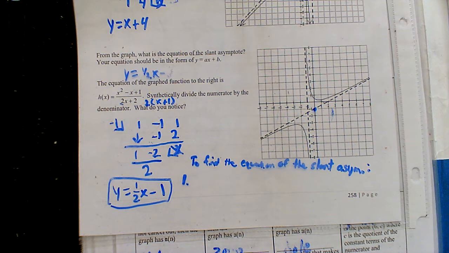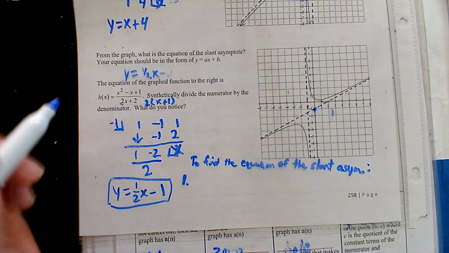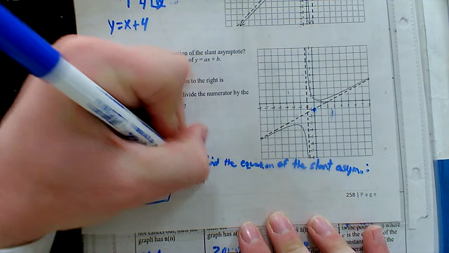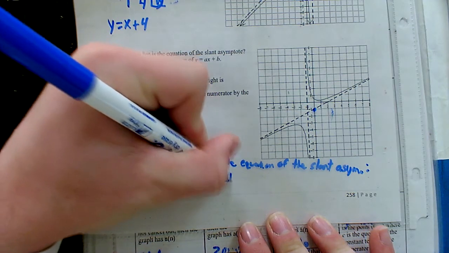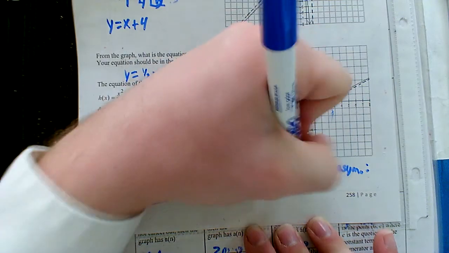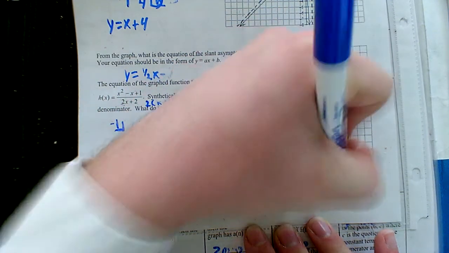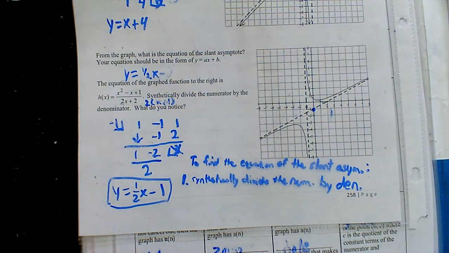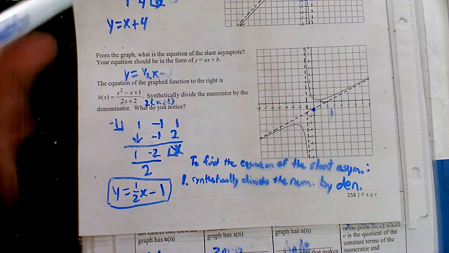Think you have it, Rebecca? Synthetically divide the 0 from the denominator by the numerator values. Yeah, we're going to synthetically divide the numerator by denominator is how we're going to state it. Synthetically divide the numerator by denominator. That's step 1. So we did that twice. Synthetically divided it.